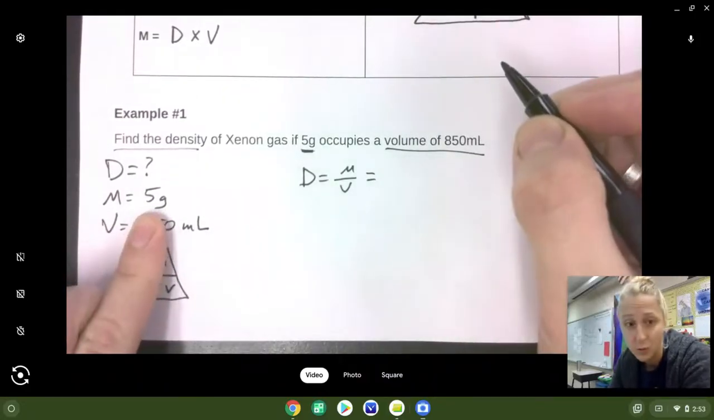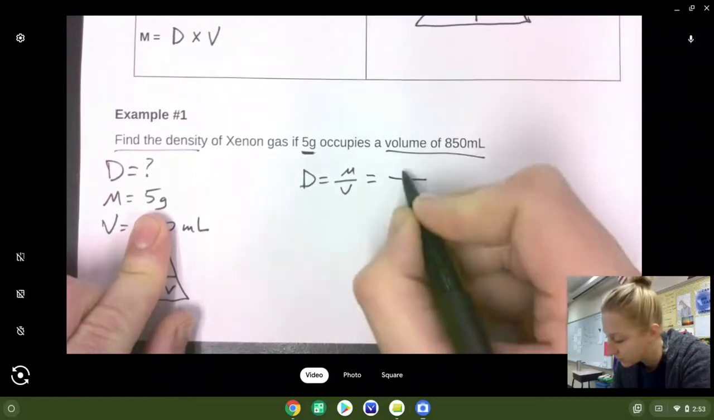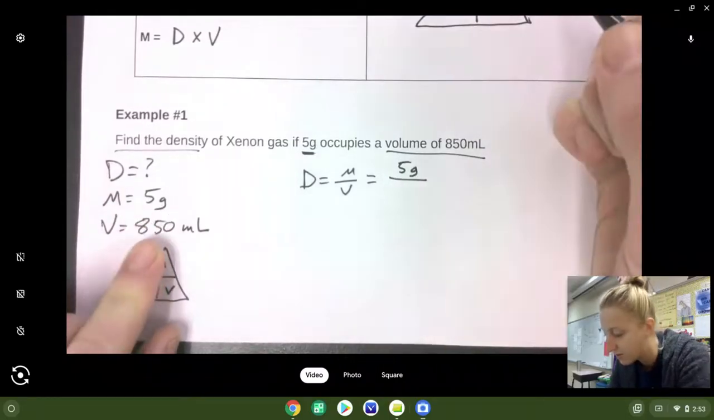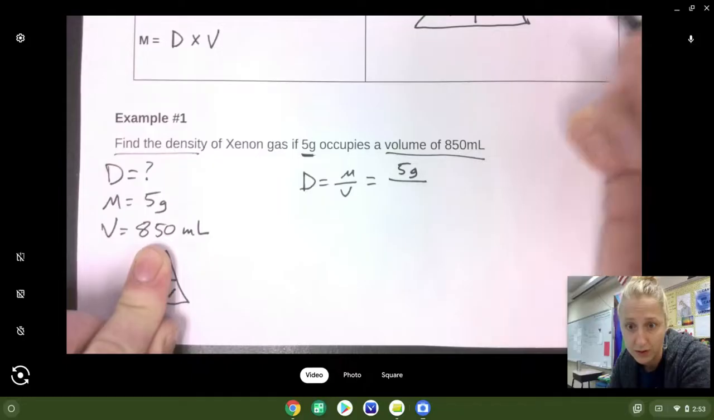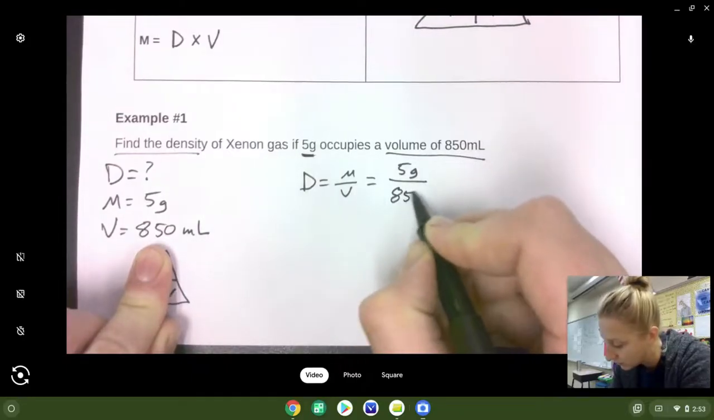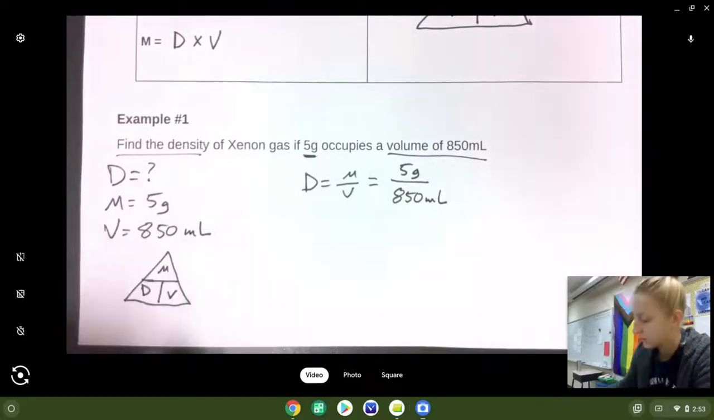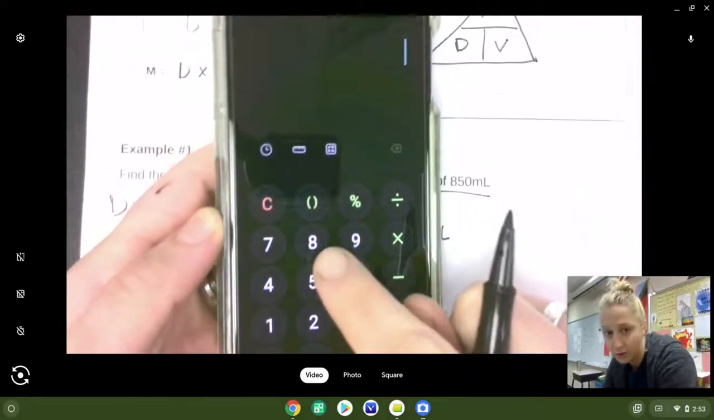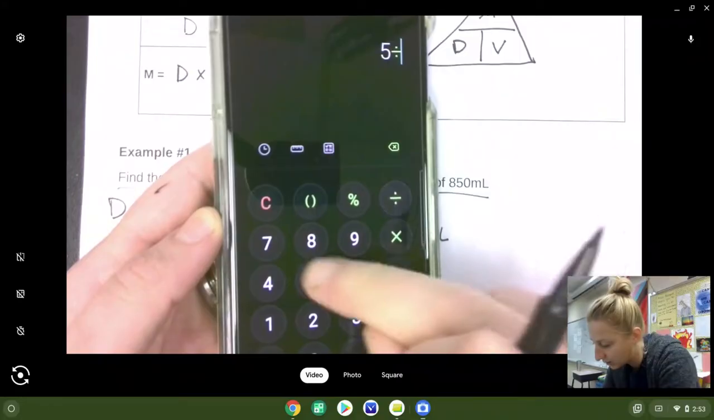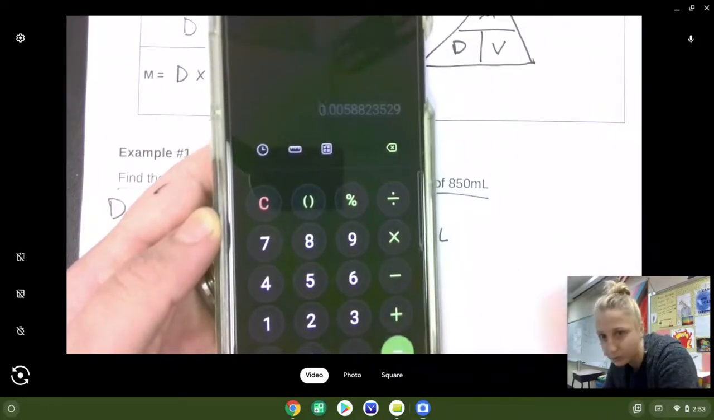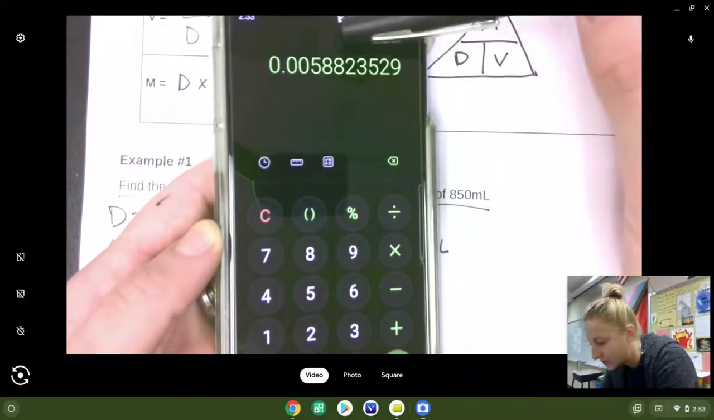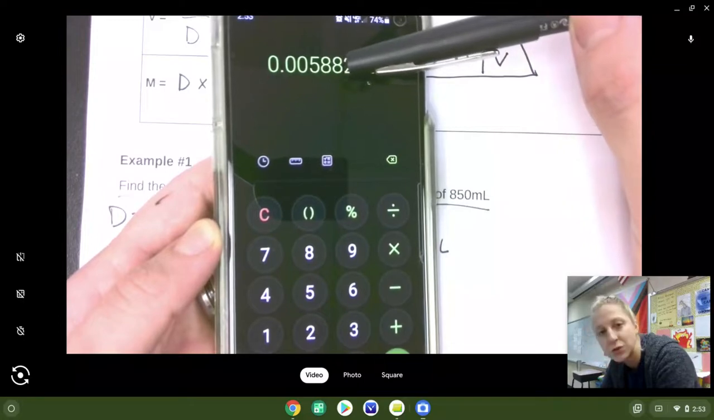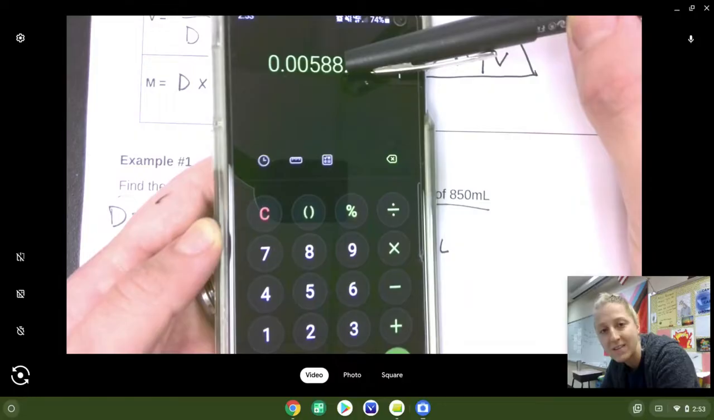So my mass was 5 grams, and my volume was 850 milliliters. So if I grab a calculator, you do not need to do this in your head, but if we do 5 divided by 850, we end up with 0.005. I'm going to round that to 0.0059.